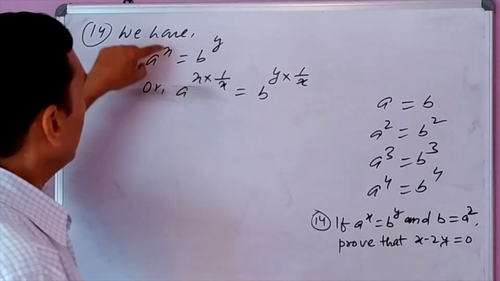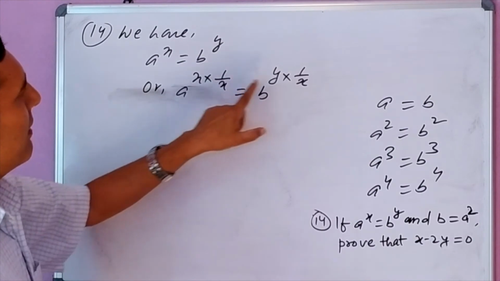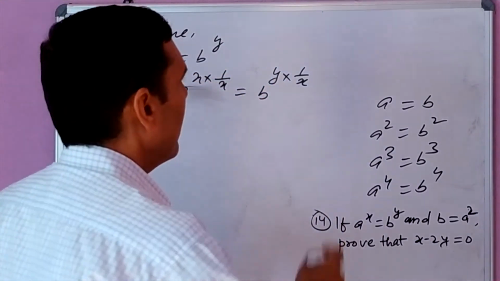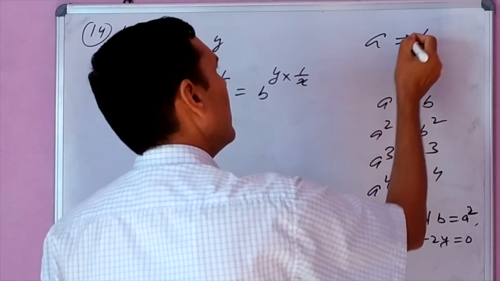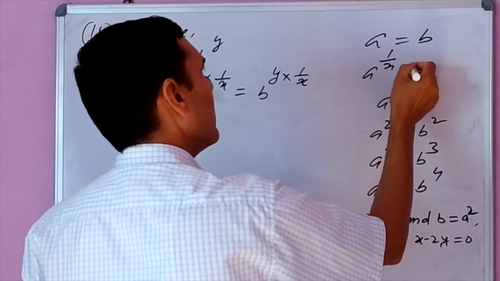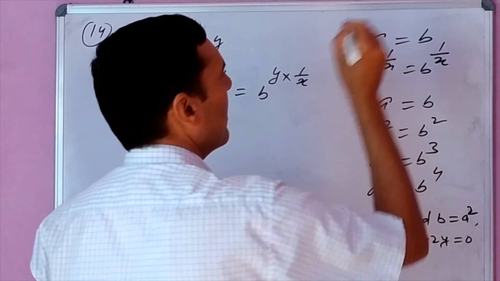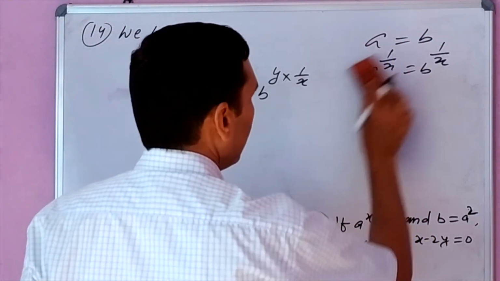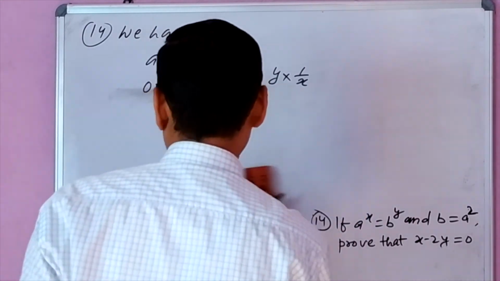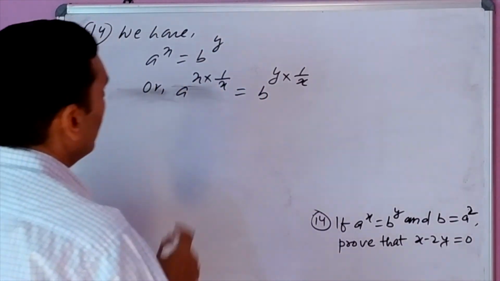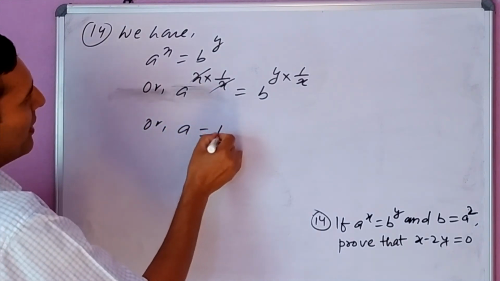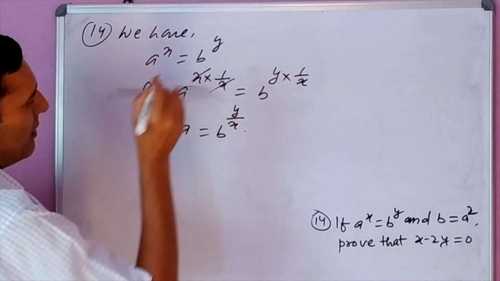On the left hand side, the power x is multiplied by 1 upon x. On the right hand side, the power y is multiplied by 1 upon x. That means if we have a is equal to b, we can write a to the power 1 upon x is equal to b to the power 1 upon x also. The same power, anything, can be raised on both sides. So that this x cancels, and we will get a is equal to b to the power y upon x.